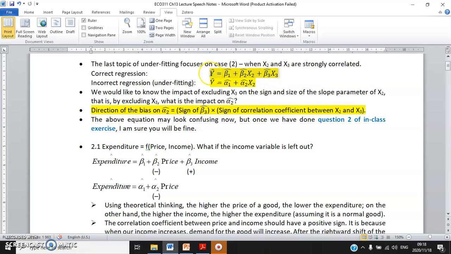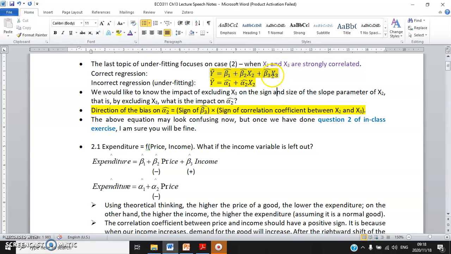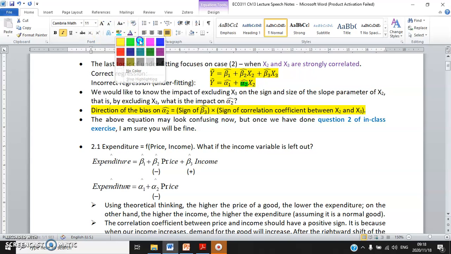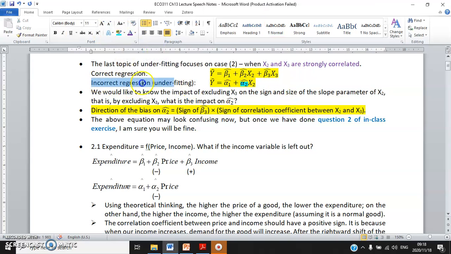Okay, again, I repeat what I mentioned at the end of the last video. This is the correct regression, y as a function of x2 and x3, and then I commit underfitting in the next regression. I only include x2, but I omit x3. But x2 and x3 are strongly correlated. So I want to know, by excluding x3, what is the impact on the slope parameter of x2 in this incorrect regression? And then this is the equation that determines the direction of the bias on the slope parameter of x2 in the wrong regression.